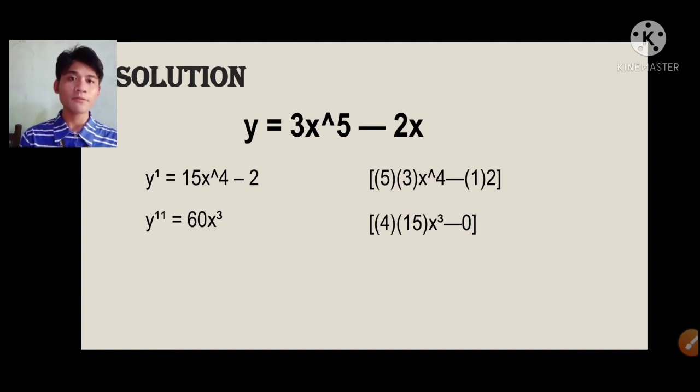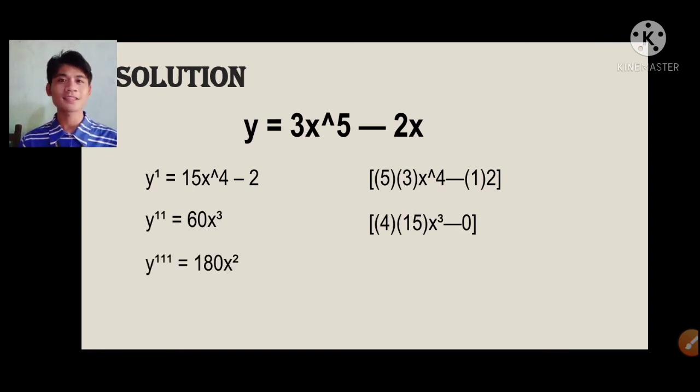It is because we multiply 4 to our constant, which is 15, so we came up with 60, and then we subtract 1 from our present exponent in the first derivative, which is 4, so we came up with the power of 3, minus 0 or nothing. It is because of the constant rule, that any constant must be equal to 0.